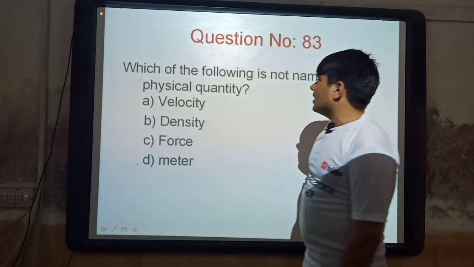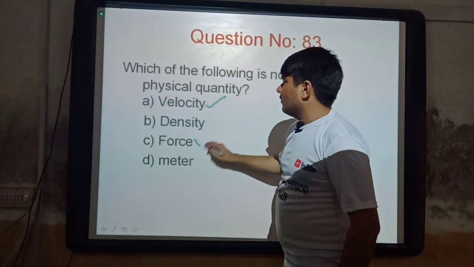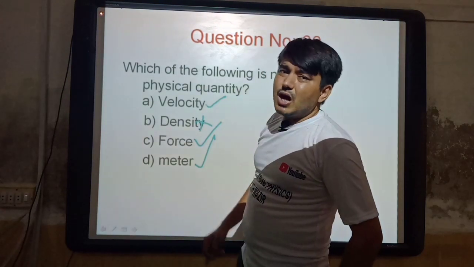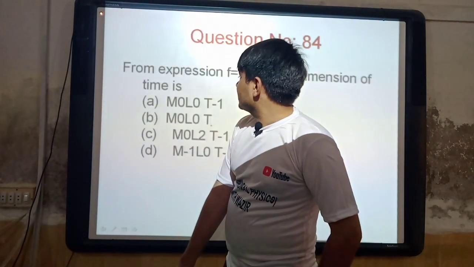Which of the following is not a name of a physical quantity? Velocity is a physical quantity, force is a physical quantity, meter is a unit, but density is not a physical quantity.